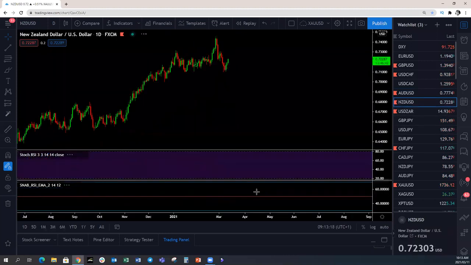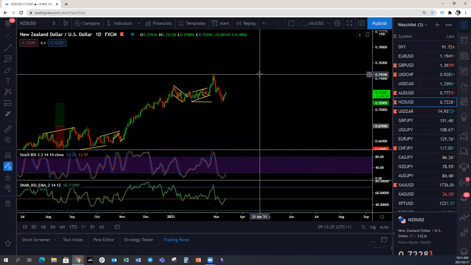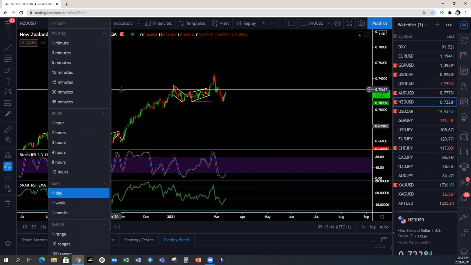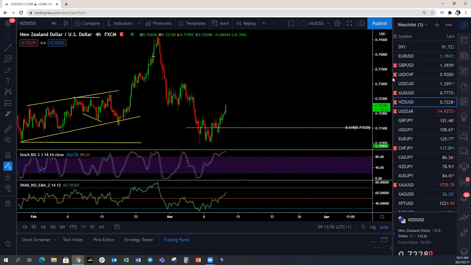New Zealand, same: daily confirming upside. We should see continuation to the upside here. More convincing than the Euro, as you can see here, all time frames are confirming. So the daily and the 4-hour, above 50, all of them. So if you get a trade setup here, you can start looking for it. That's New Zealand.